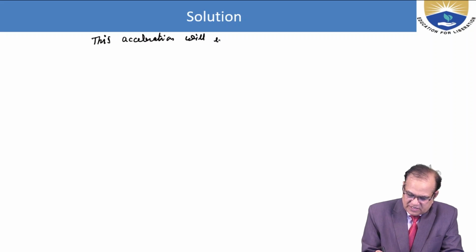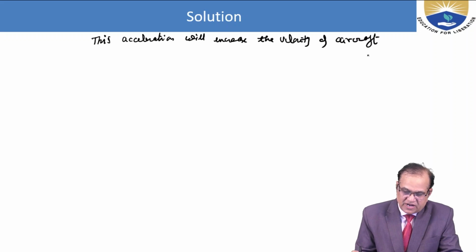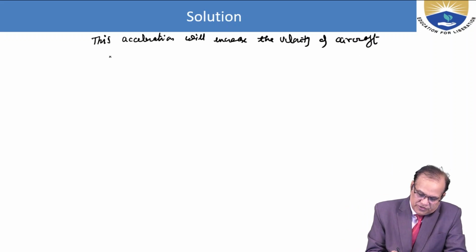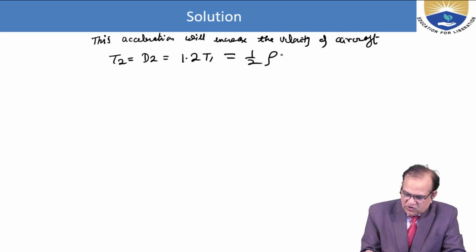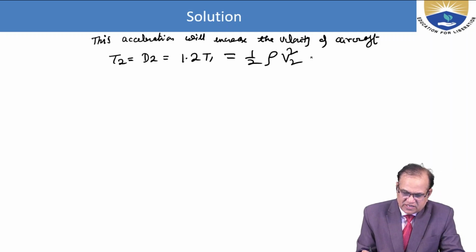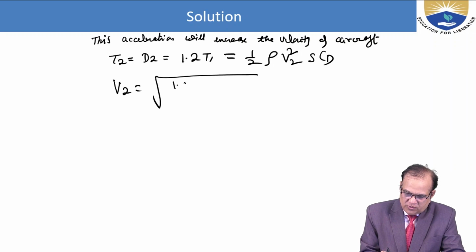will increase the velocity of aircraft. So this T2 is equal to D2, 1.2 T1 is equal to half rho V square S CD. So V2 is equal to under root 1.2 T1 divided by half rho S CD.